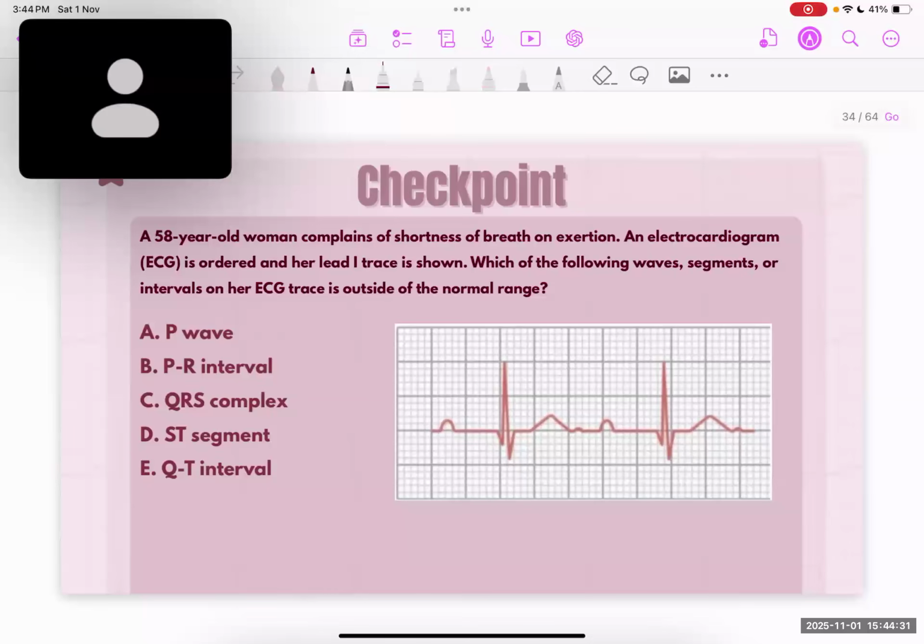Now, a 50-year-old woman complains of shortness of breath on exertion. An electrocardiogram is ordered and her lead 1 trace is shown. Which of the following wave segments or intervals on her ECG trace is outside the normal range? So what seems abnormal to you? Yes, perfect, everyone, perfect. It's the PR interval. As you can see, this whole interval is elongated. You don't even need to calculate. You can just tell it's so elongated.